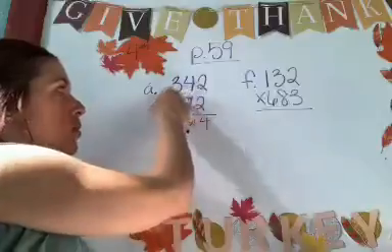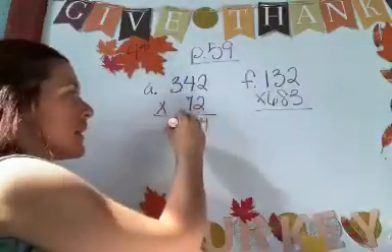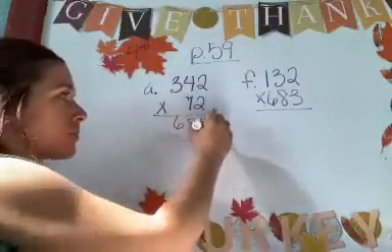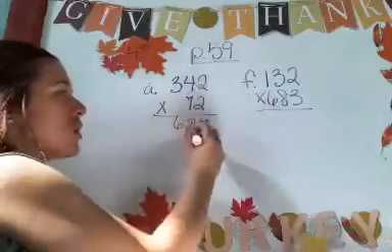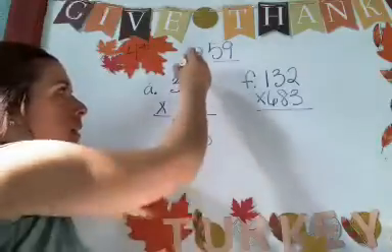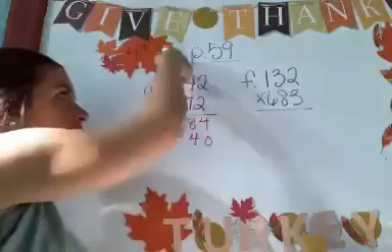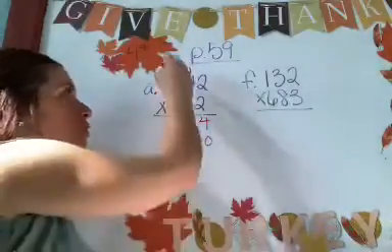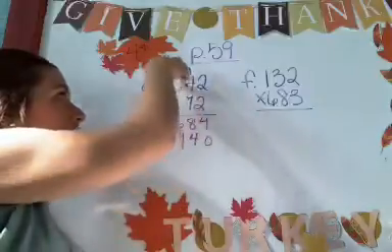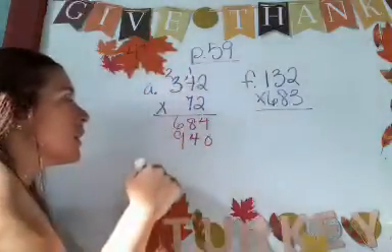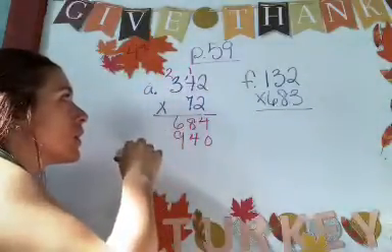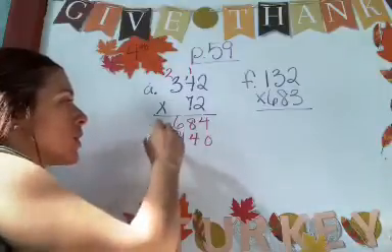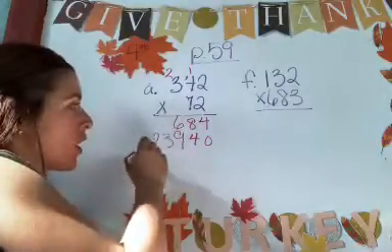2 times 3 is what, Holly? 6. Put our 0 right here. 7 times 2, Jalen? 14. Put your 1 right here. 7 times 4 plus 1, Salma? 29. Put your 2 right here. 7 times 3 plus 2, Fernanda? 23. Okay, so what do we have?